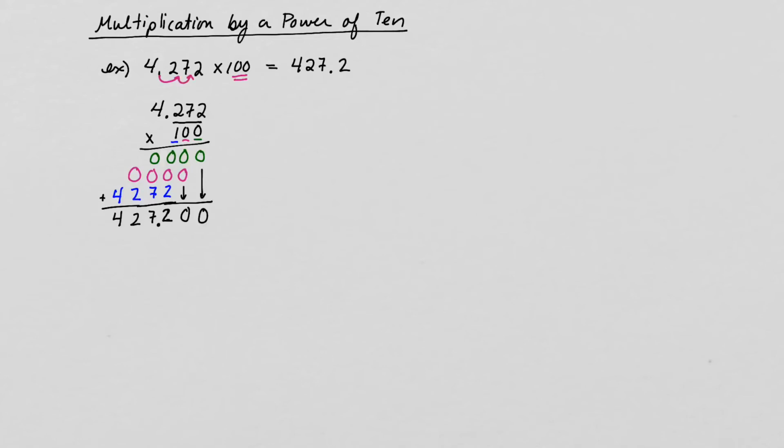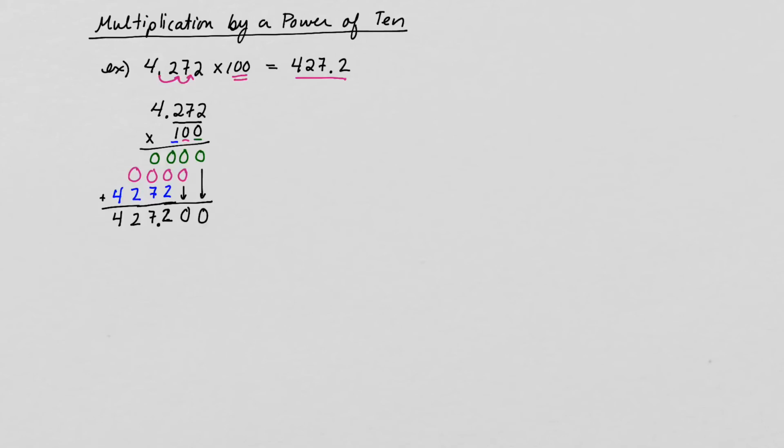Now, if you notice, there were 2 zeros here, and this decimal point, when I multiplied times the 100, all it does is move 2 places to the right. And that's how I got the 427.2. So a quick way to multiply by a power of 10 is to just move the decimal point.